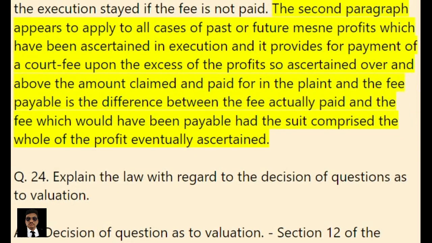The second paragraph appears to apply to all cases of past or future mesne profits which have been ascertained in execution, and it provides for payment of a court fee upon the excess of the profits so ascertained over and above the amount claimed and paid for in the plaint, and the fee payable is the difference between the fee actually paid and the fee which would have been payable had the suit comprised the whole of the profit eventually ascertained.